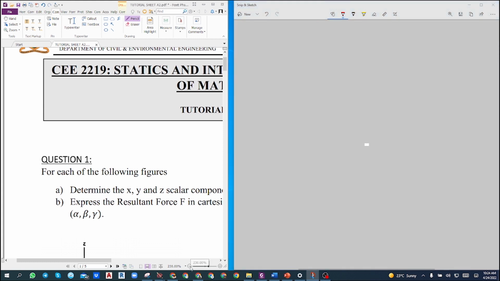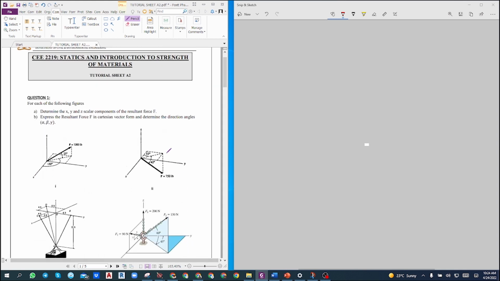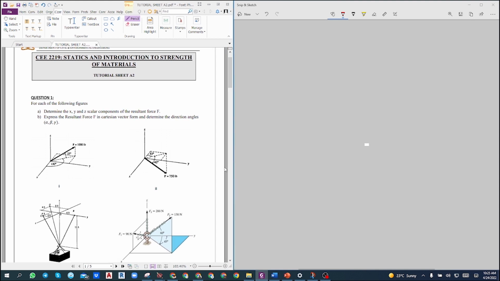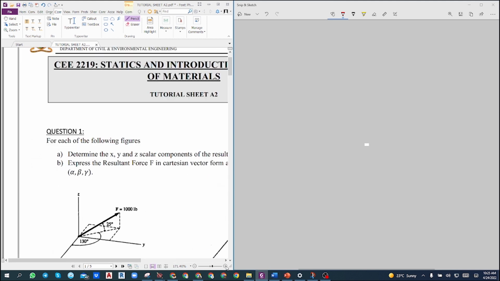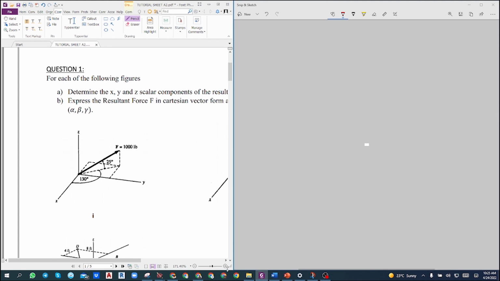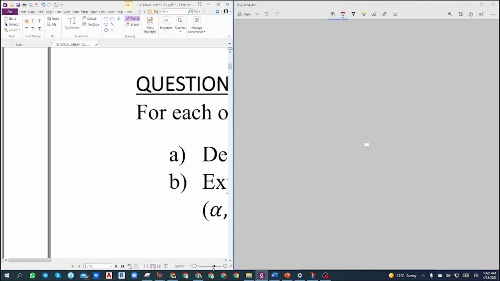Okay. So our tutorial sheet first question says, for each of the following, determine the XYZ scalar components of the resultant force. Then express the resultant force F in Cartesian vector form and determine the direction angles alpha, beta, and gamma. Alright, because it's a video, I don't want to bore you, so I'll be a bit fast. Please just follow along. So we'll do our first question, which is I. Okay, let me just zoom on it.